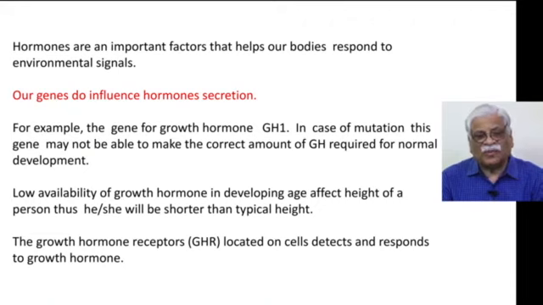Our genes do influence hormone secretion. It is a definite statement, and there are certain examples. I will take the example of growth hormone, which I already took in the initial phases. For example, the gene for growth hormone is known as GH1. In case of a mutation in this gene, it may not be able to synthesize the correct amount of GH required for normal development, or, since the sequence is completely changed by the mutation, it may not be able to produce growth hormone at all, and instead may produce something else which does not act as GH.